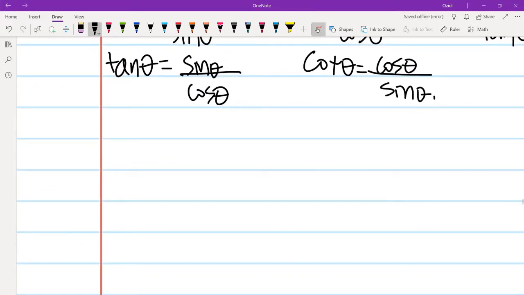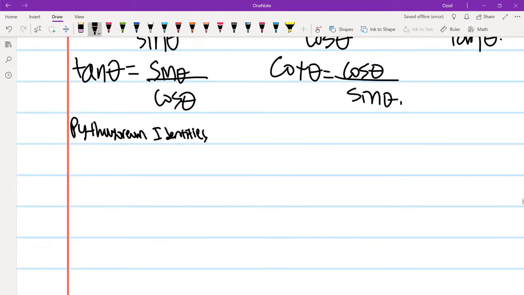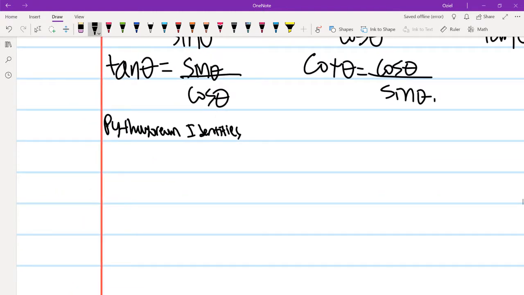And then you would have your Pythagorean identities, which are... I'm gonna write with the pen better because I feel like with the pen it's easier. The reason why I wasn't gonna write with the pen was because I didn't want to waste my lead on it, but it's fine.